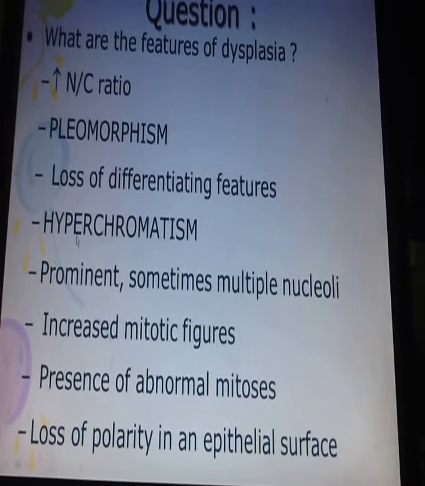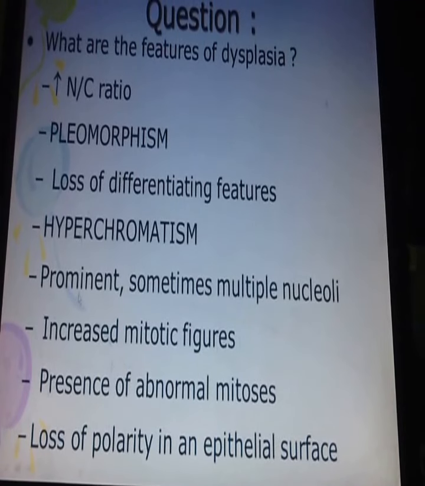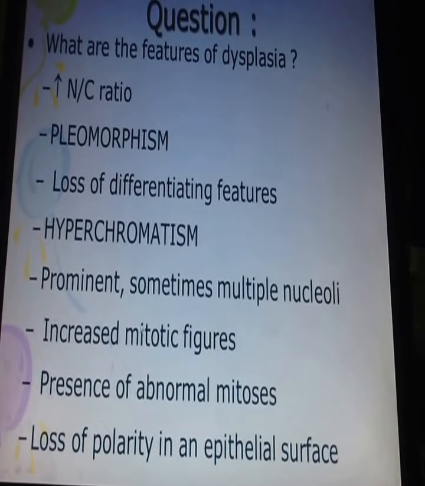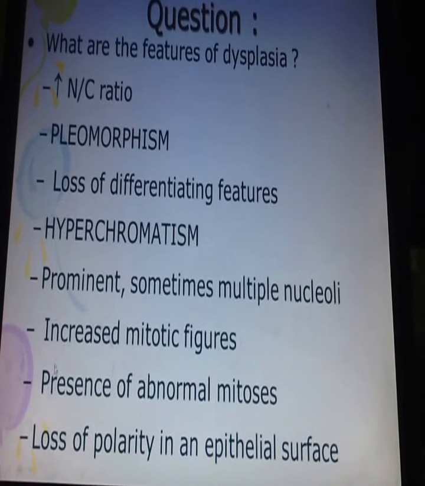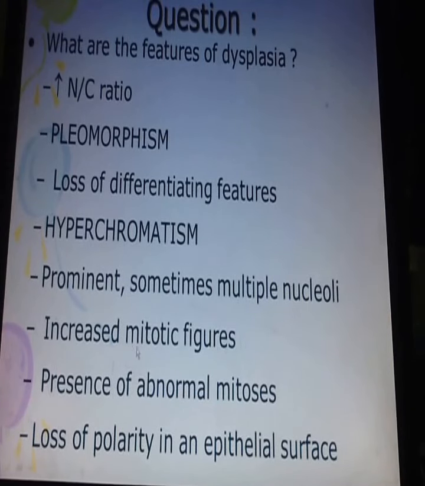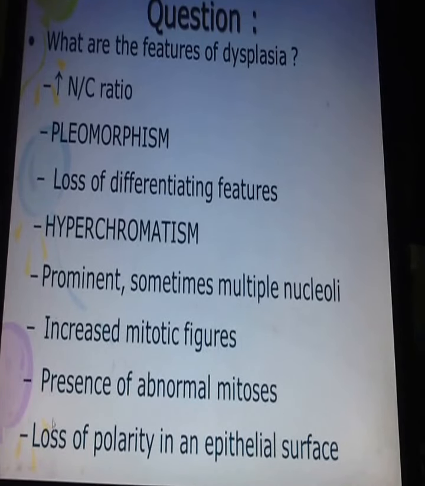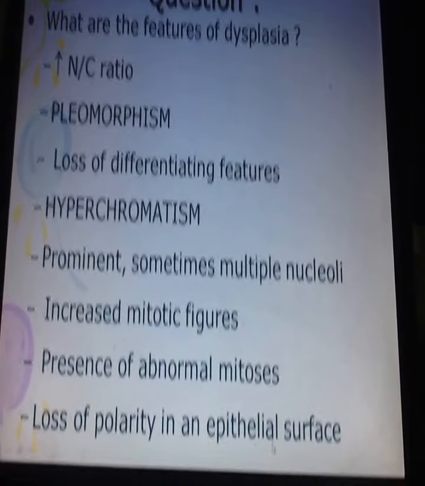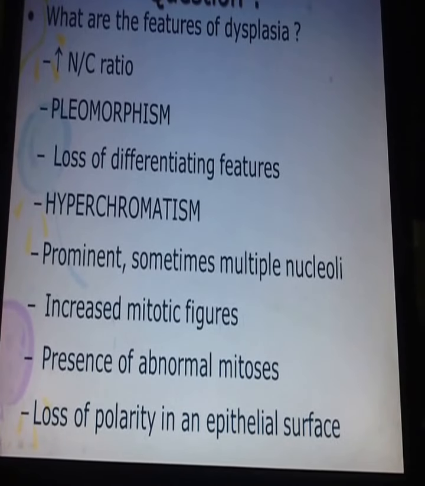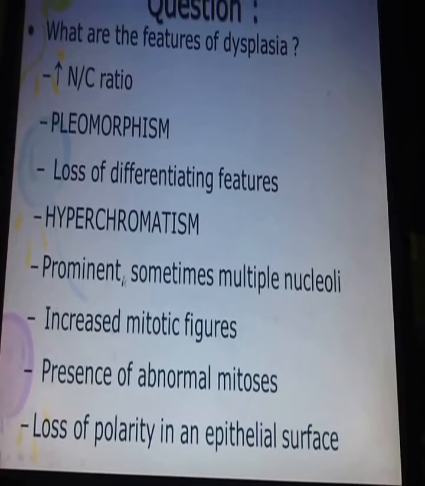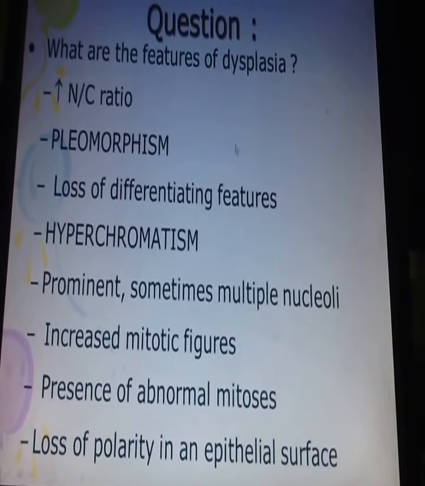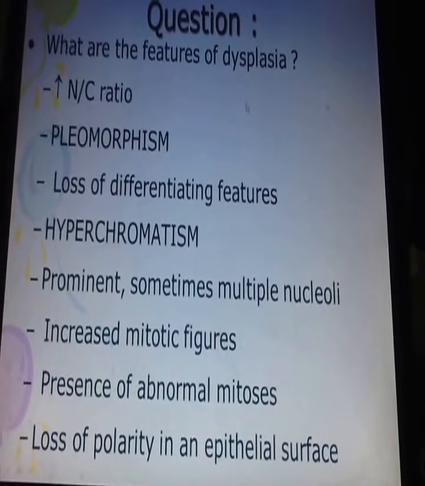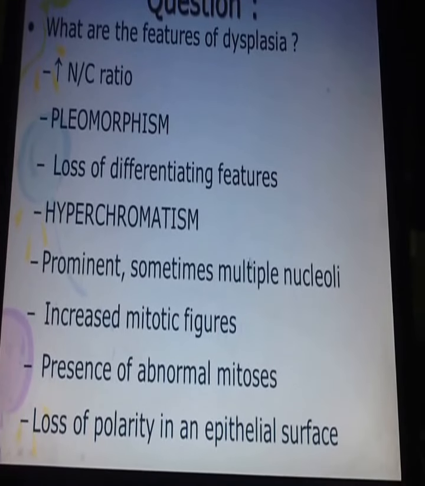Hyperchromatism or hyperchromasia, which is darker color of the chromatin or the nuclei. Prominent and sometimes multiple nucleoli. Increased mitotic figures. The tumor has a high turnover rate and high growth rate, so we will find higher or increased mitotic figures. And some of those might be abnormal, so presence of abnormal mitoses. And loss of polarity in an epithelial surface, as I said before. So the nuclei will not be all located at the same level. Some of those will be at the base, some of those will be at the superficial area. So loss of polarity in epithelial surface.